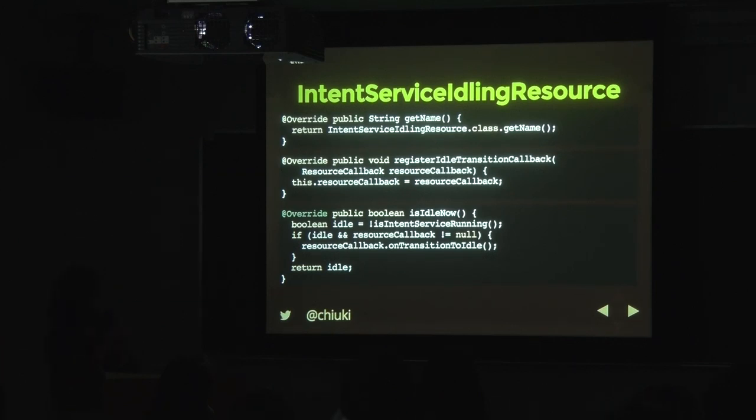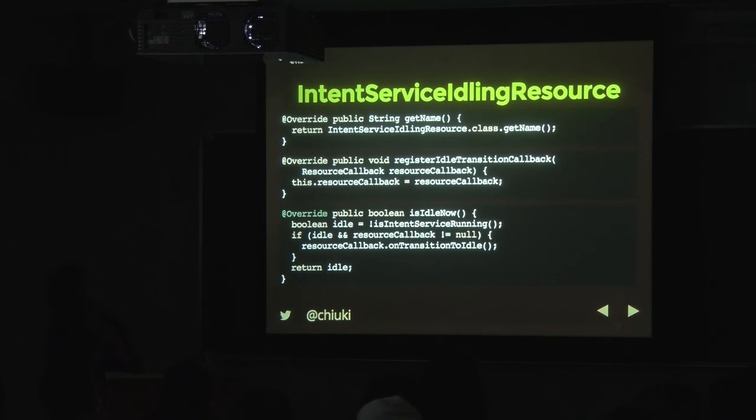The first one is getName. You can give it any name you want. The important part is that if you have multiple idling resources, make sure that you give them different names, because it is used as the key in a hash map to track all these things. So if you have clashing names, then it's going to get confusing.